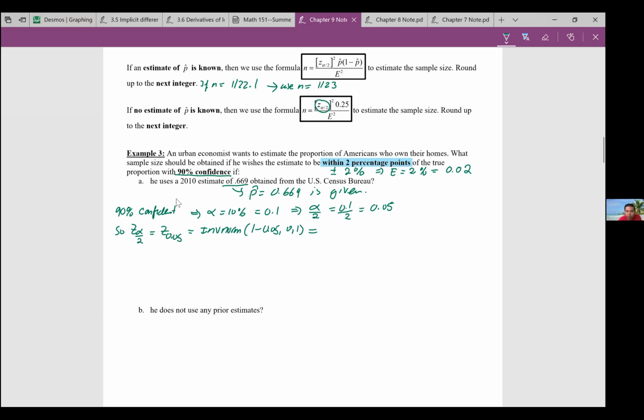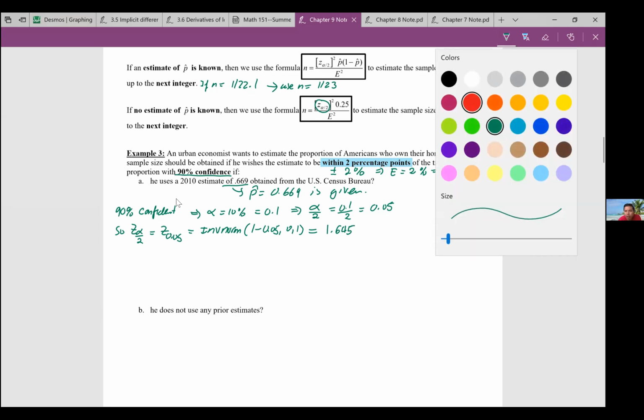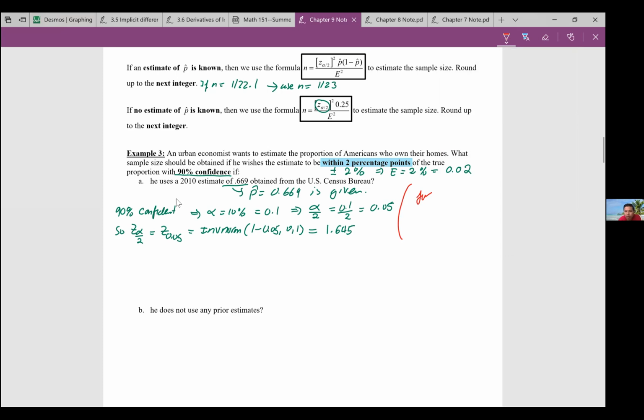And this one will be 1.645, right? So remember that I mentioned yesterday, right? For 90%, we will use 3 decimals for the z-score, right? That's the reason I use 1.645. All right, so everything is done. I can find my sample size now.